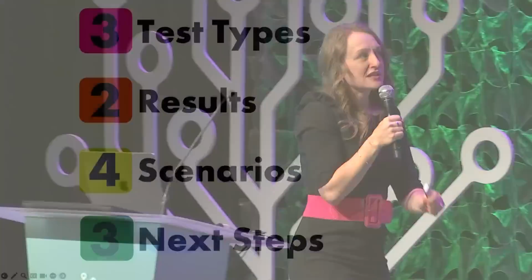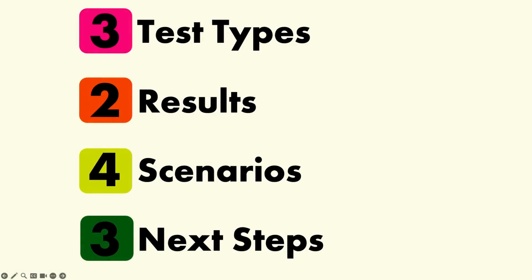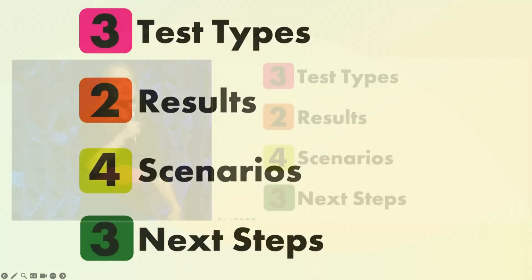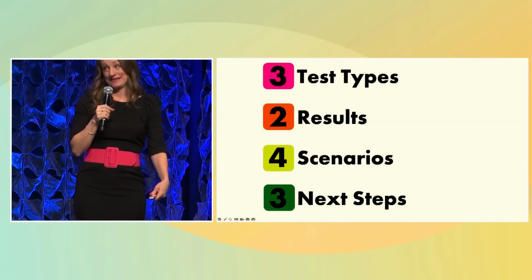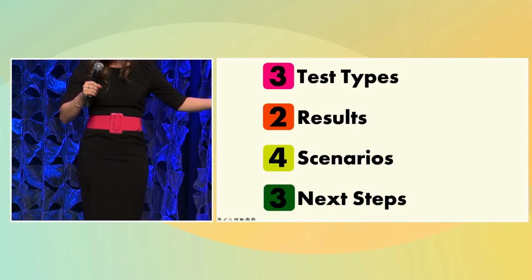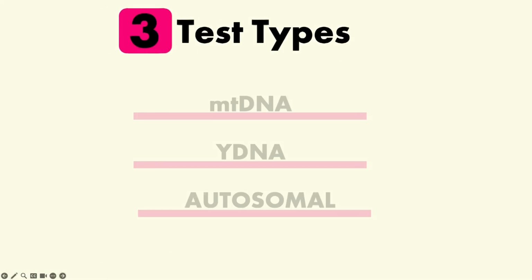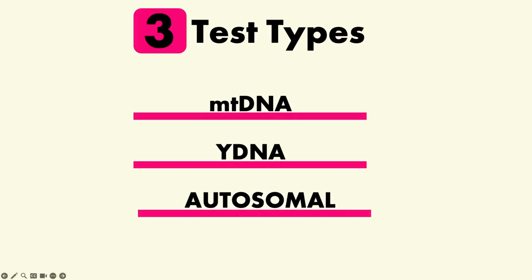So for the next 45 minutes, we are going to go over 3 DNA test types, 2 different kinds of results, 4 scenarios, and 3 next steps. Are you with me? All right, let's do it. So 3 test types. There are 3 different kinds of DNA tests you can take for family history.